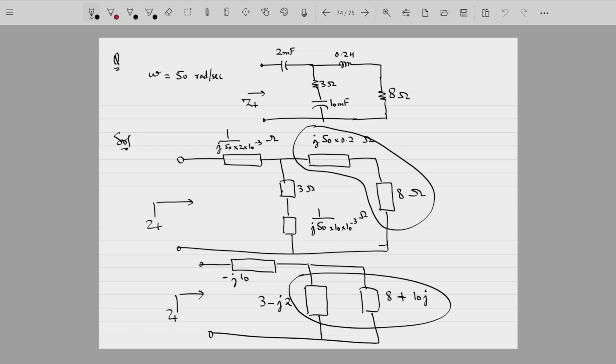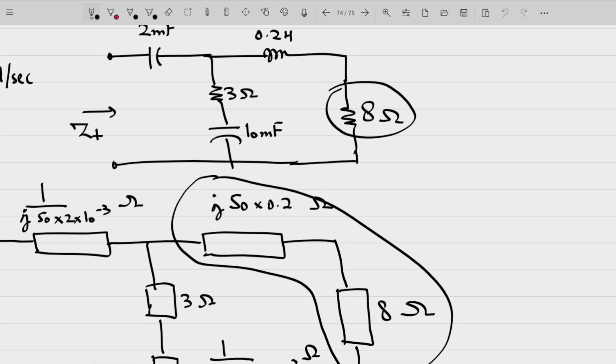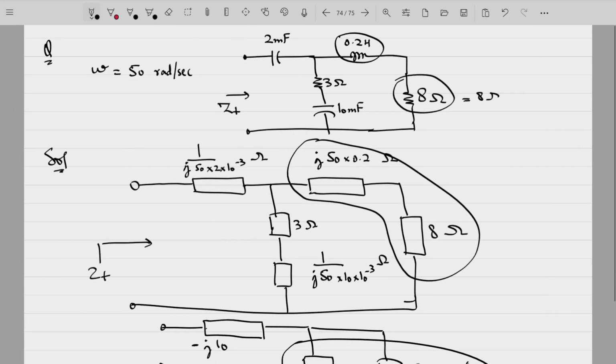So the impedance of this 8 ohm resistor is 8 ohms itself. For the 0.2 Henry inductor, the impedance is j omega L. The impedance of a capacitor is 1 by j omega C, or you can say minus j by omega C.